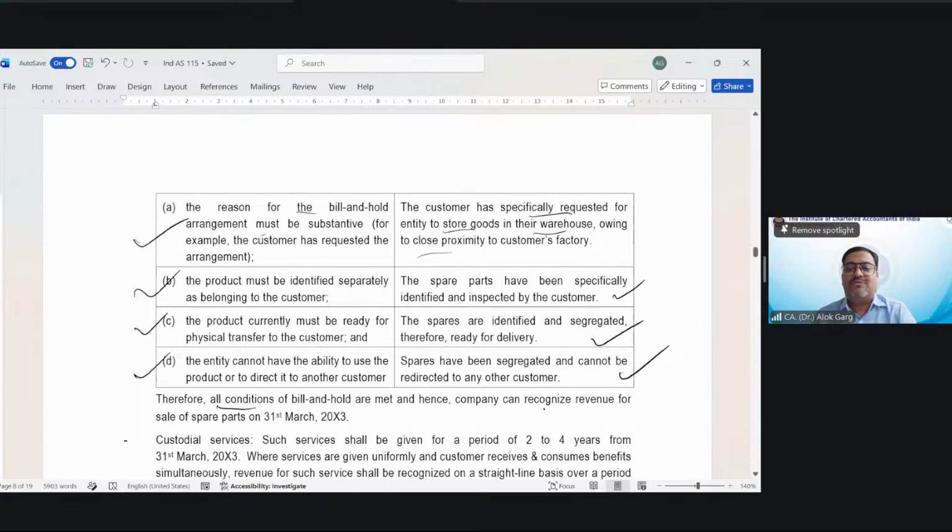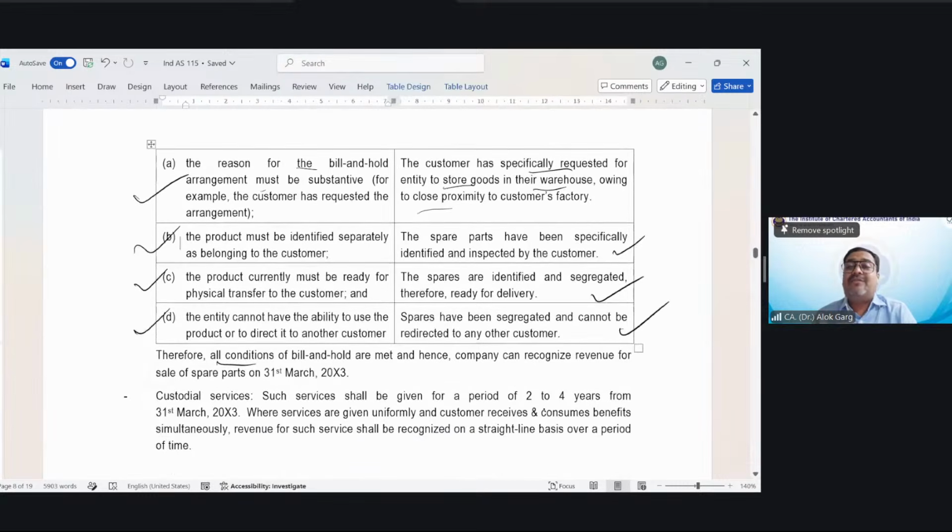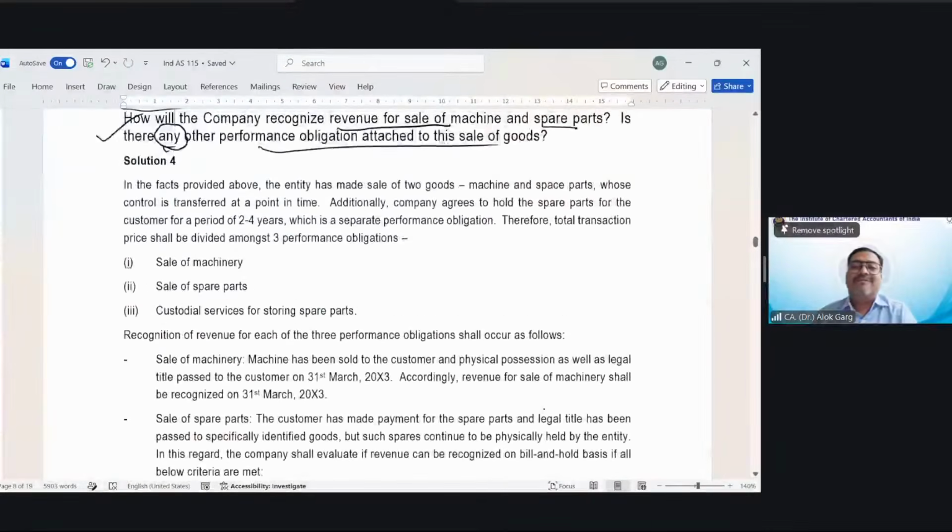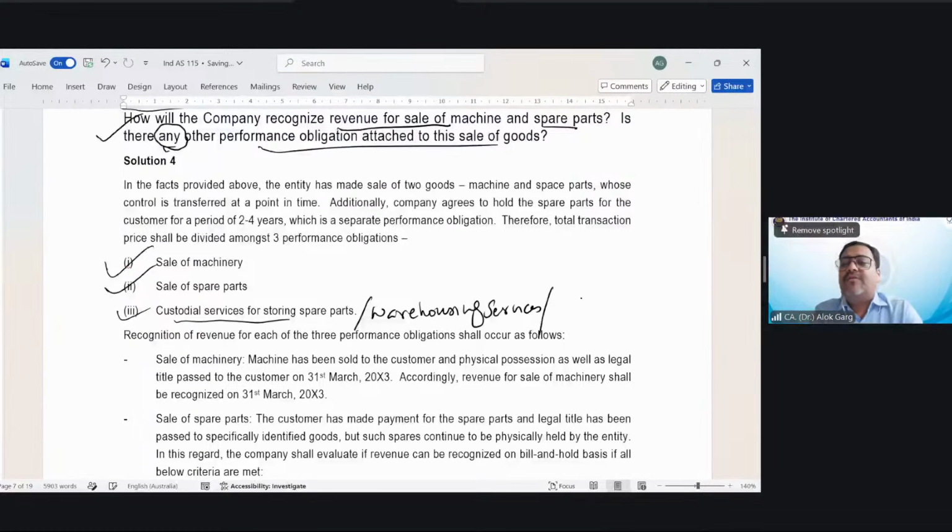on 31st March 20x3. But the third performance obligation is what? Sale of machine, sale of spare parts, and custodial service, or you can also say warehousing services. Sir, do we have to use the same word custodial service? Answer is no. You can use the word warehousing services. You can also use the word storage services. So the third performance obligation is custodial services.